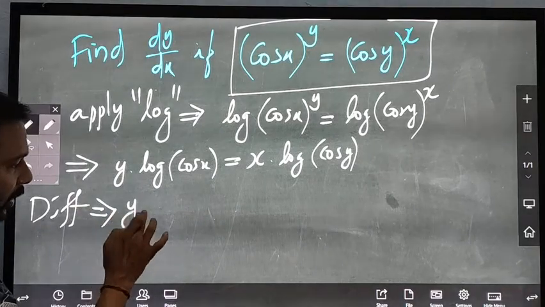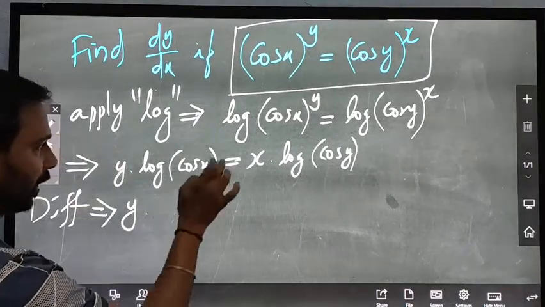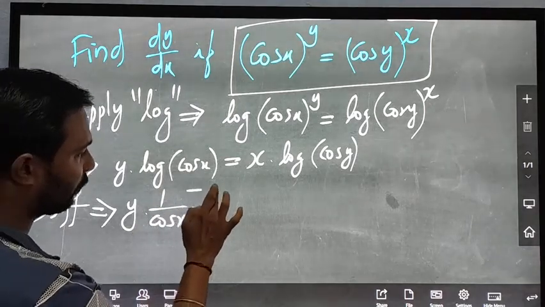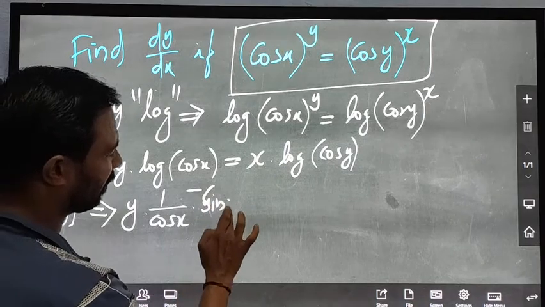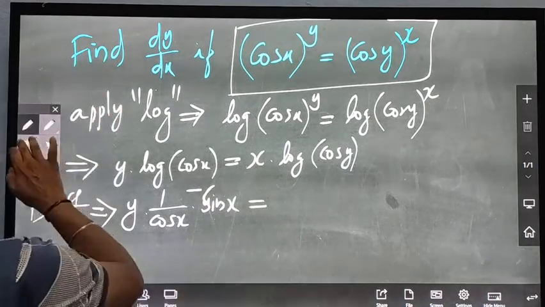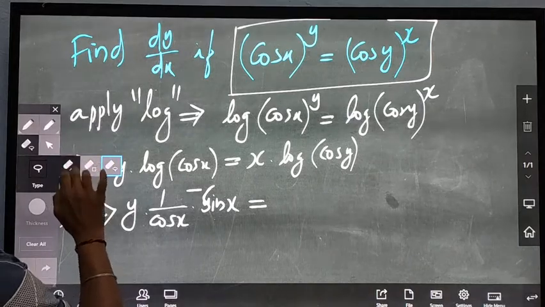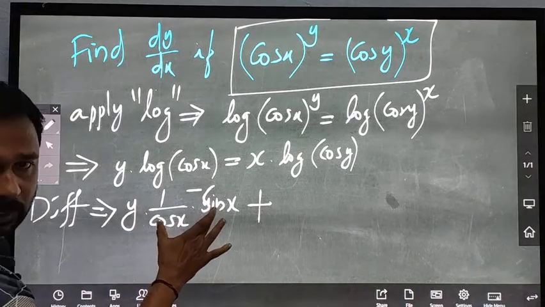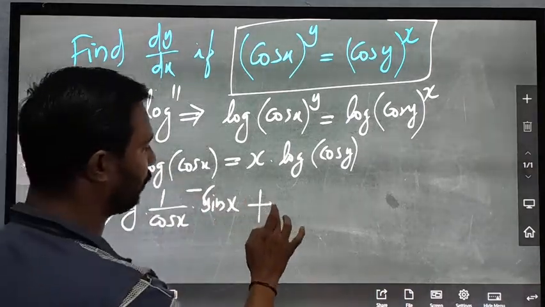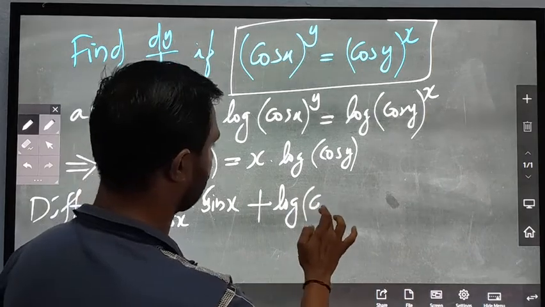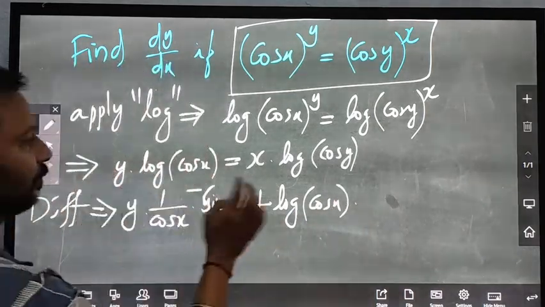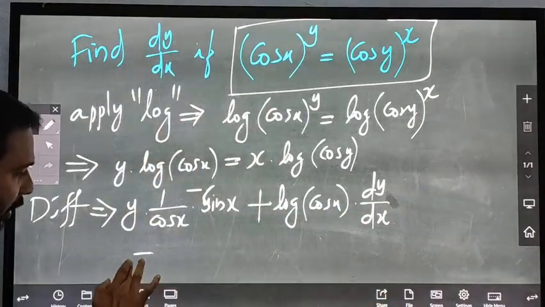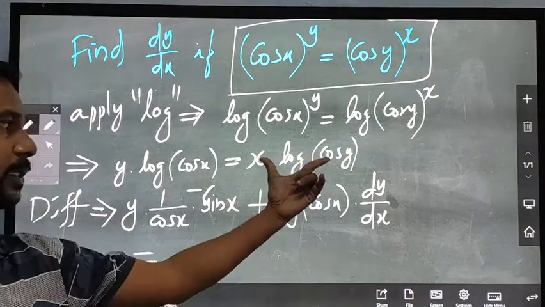So first into derivative of second. Derivative of log is 1 by cos x into derivative of cos x, minus sin x, plus second into derivative of first. So it is log of cos x into derivative of y, dy by dx. Okay, so that's the derivative of the left side only.